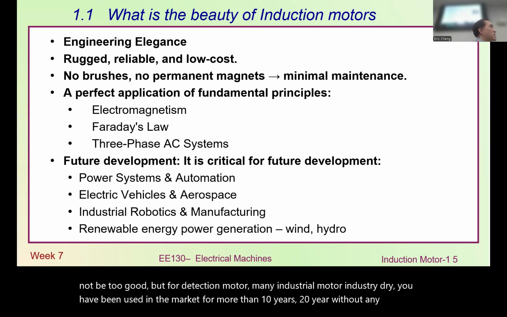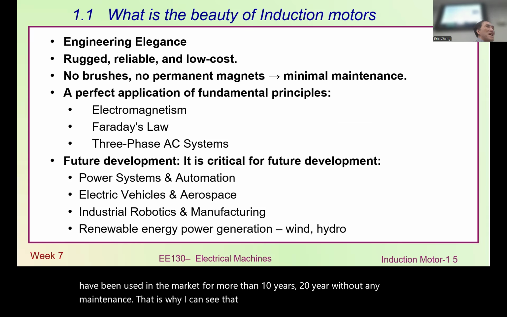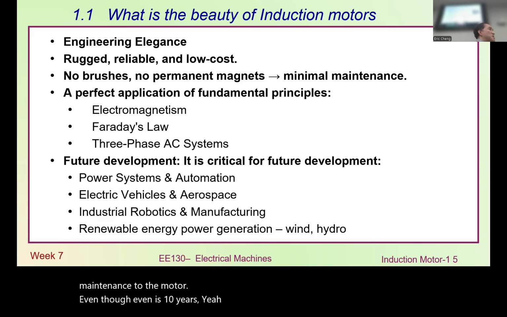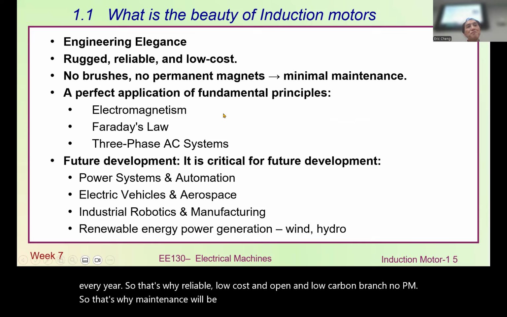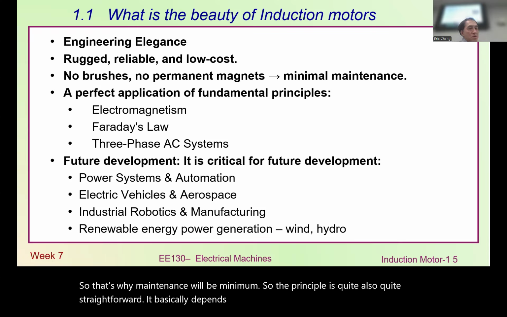That is why for an EV, probably you don't need to do any maintenance on the motor, even after 10 years. But for an engine, you need good maintenance every few years. So that's why it is reliable, low cost, and robust, with no carbon brush, no PM, so maintenance will be minimal. The principle is also quite straightforward. It basically depends on Faraday's law. Later on, I think we'll go through more about what it is.